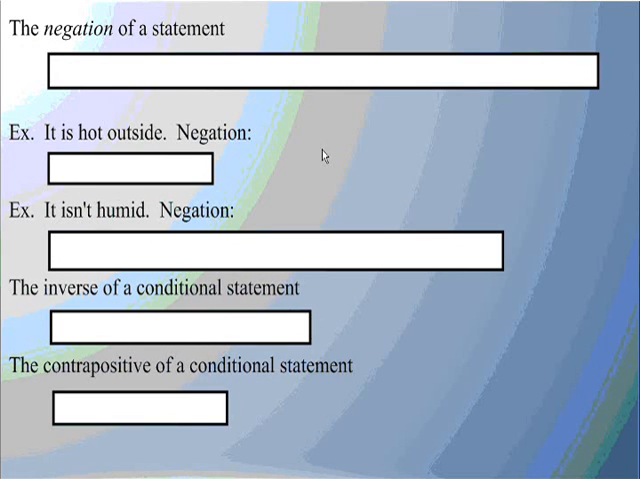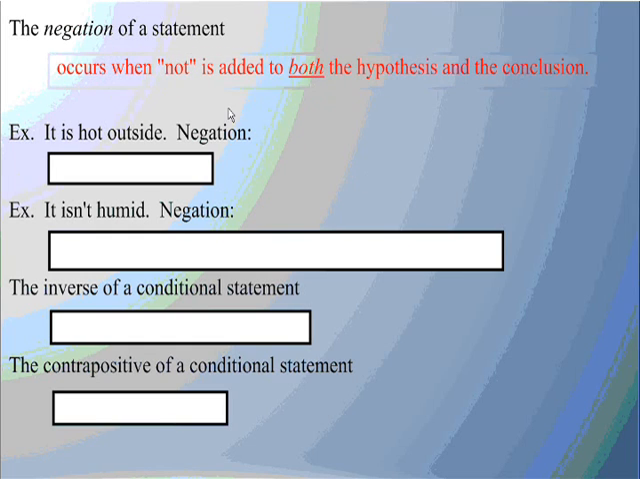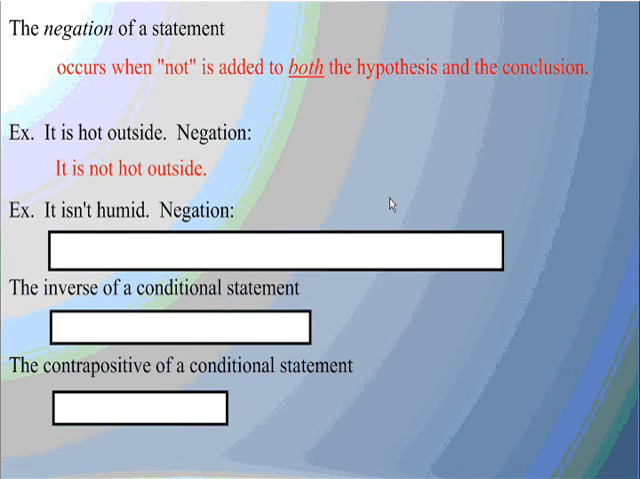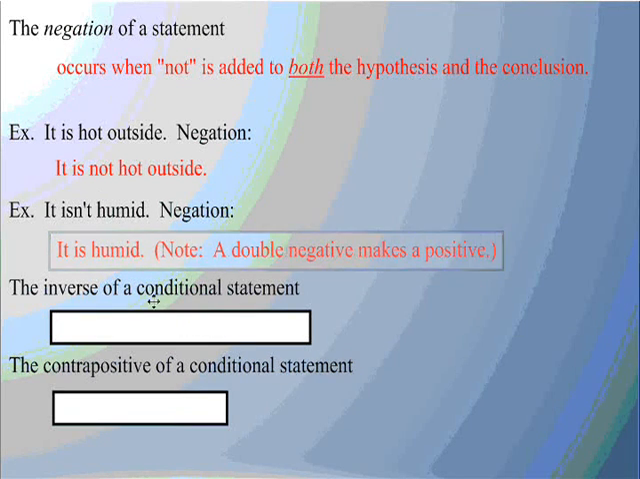So there are a couple more statements to talk about. The first one is a negation, and a negation occurs when not is added to both the hypothesis and the conclusion. Or if it's just a simple statement, you just add not to it. So for example, it is hot outside. The negation would be it is not hot outside. Although I'm recording this in the summer, and I can tell you right now, it is very hot outside. All right, it isn't humid. Well, we wouldn't stick it isn't not humid. Double negatives, no good. So we would say that it is humid. A double negative makes a positive. That's what your mother's been telling you all this time, right?